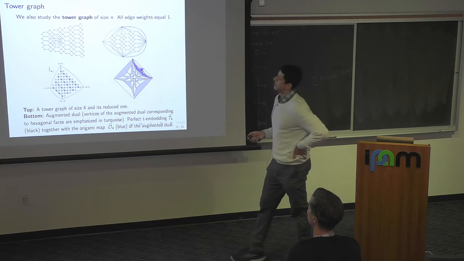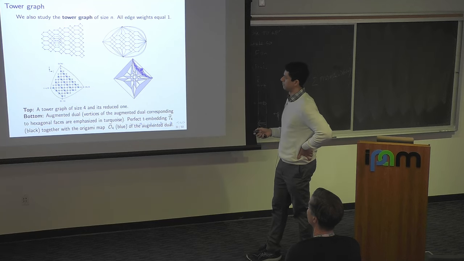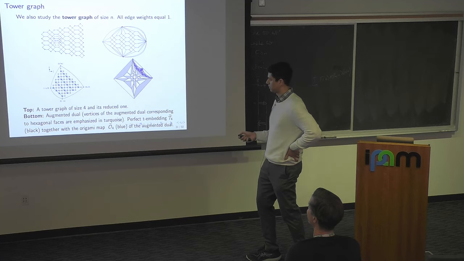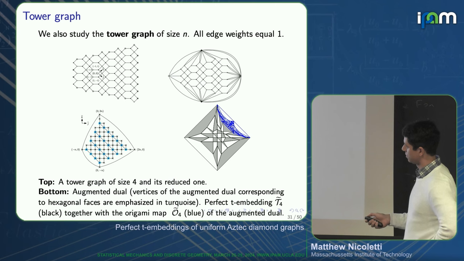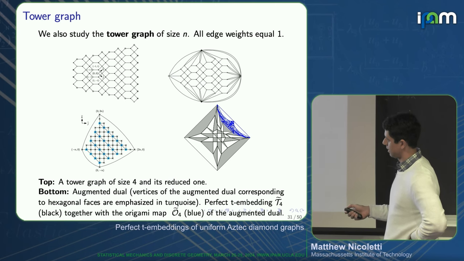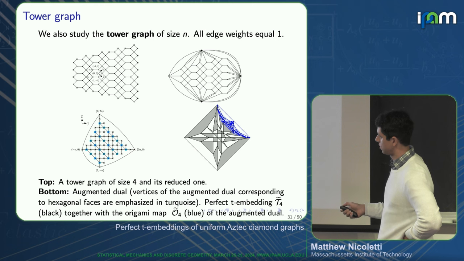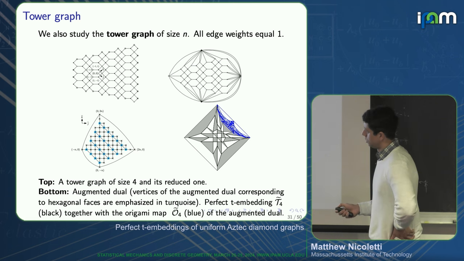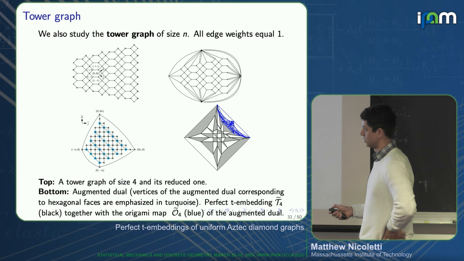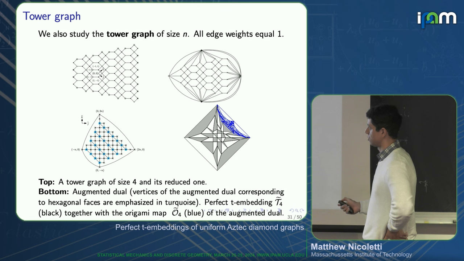Okay, so we also study another sequence of graphs which are similar to Aztec diamonds, called tower graphs. As I said, they're obtained by stacking hexagons and then two layers of squares, and a layer of hexagons and so on, with an interlacing pattern like this. And you can check that it's possible to contract degree 2 vertices along the boundary in a similar way to obtain a graph with degree 4 outer boundary. And so, okay, this is just a picture of how we index the faces of this graph with pairs of integers. And then here's an example of a perfect t-embedding. And here's the folded up graph according to the origami map.